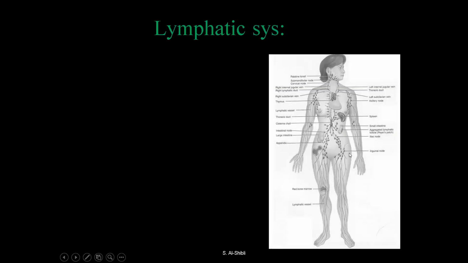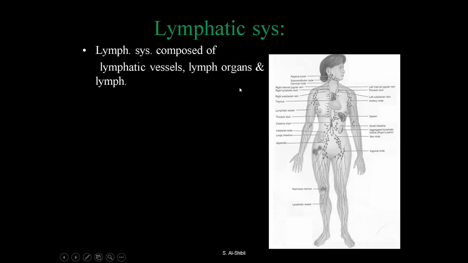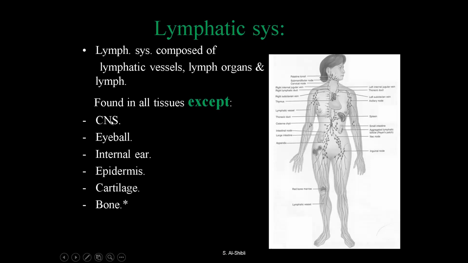The lymphatics of the abdomen, I will run through these. Unfortunately, I notice a lot of deficiency in the knowledge of lymphatics. I like the lymphatic system very much, because I think it's very important for all doctors to understand it. It is a system by its own, composed of lymphatic vessels, lymph organs, and lymph, found in all tissues except these: the CNS has no lymphatics, nor do the eyeball, internal ear, epidermis, cartilage, and bone.